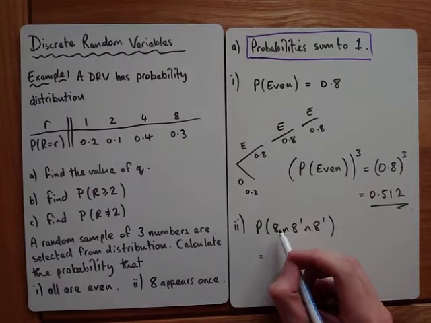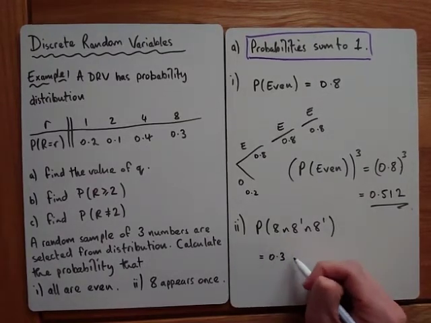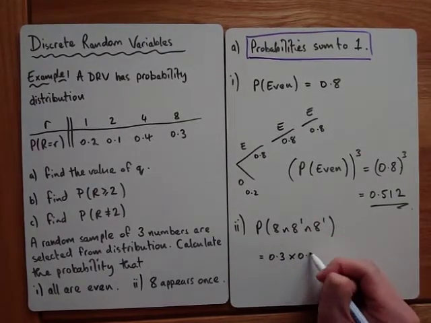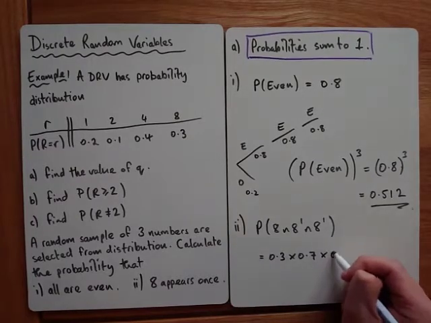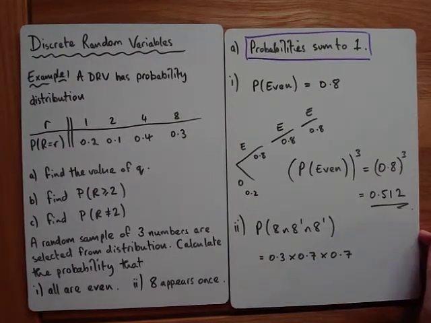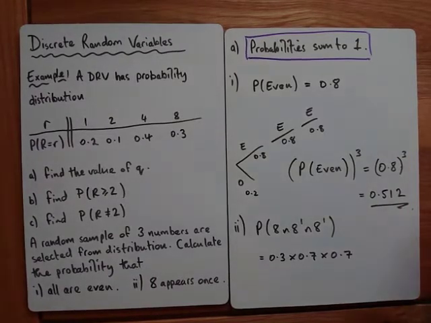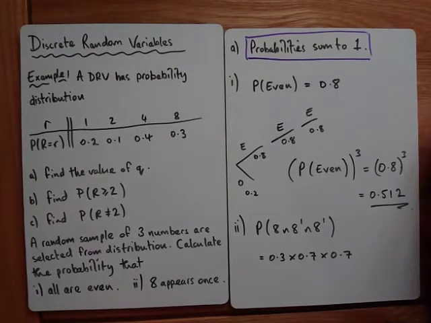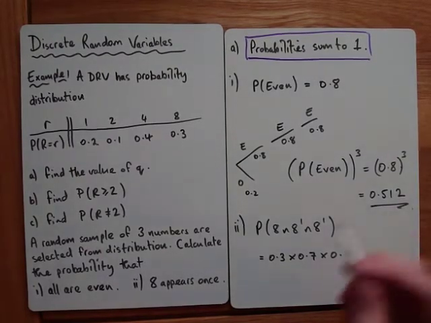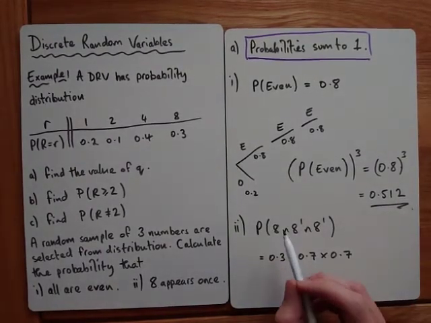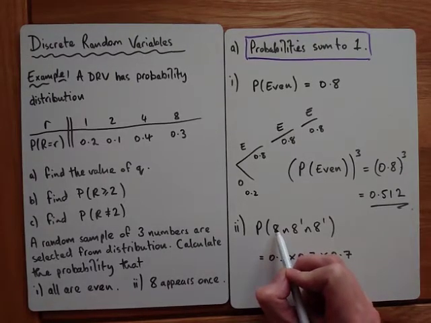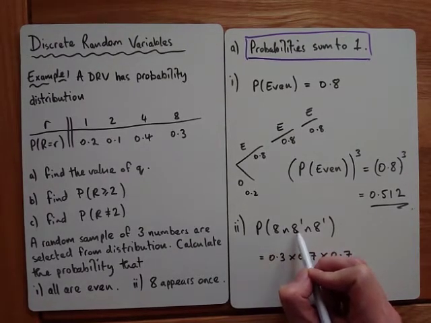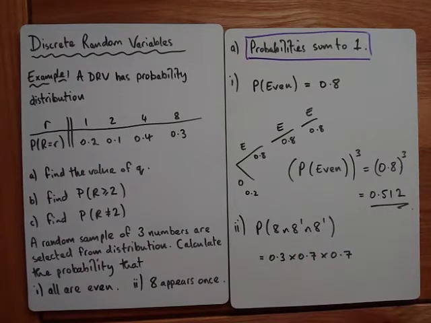So the probability of 8 would be 0.3, not 8 would be 0.7, not 8 would be 0.7. It might feel like that's the correct thing to do, and you think you're getting full marks on this question, but you've missed the key point here. What I've calculated there is the probability that I get an 8 first, and then I get not an 8, and then I get not an 8. You've got to think about the number of combinations that this could happen.